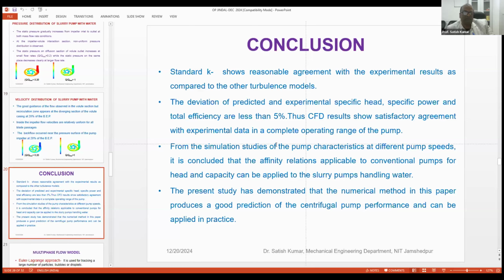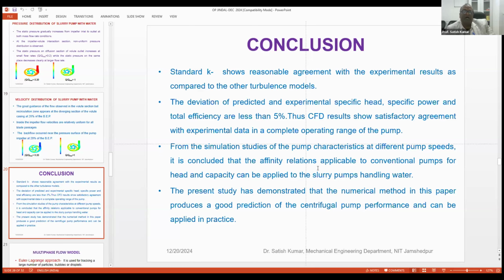This is the simple conclusion for this investigation. The k-epsilon model shows very good agreement with the experimental result. The deviation between the experimental and simulation data is within 5%. This shows very good agreement with the experimental data.